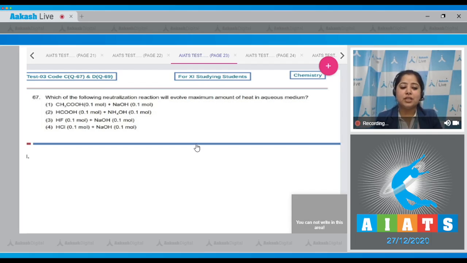But in case of HF and NaOH, though HF is a weak acid, the heat released is more than 57.1 because of the high heat of hydration of F minus ion. That means in option number 3, 0.1 mole of HF and 0.1 mole of NaOH, maximum amount of heat is evolved during neutralization. That means the correct answer is option number 3.